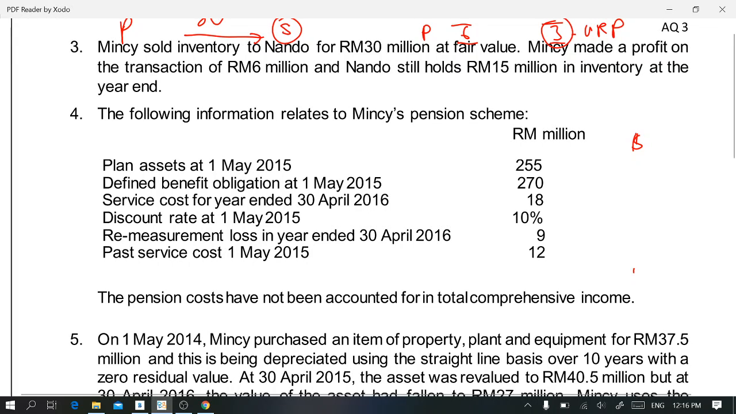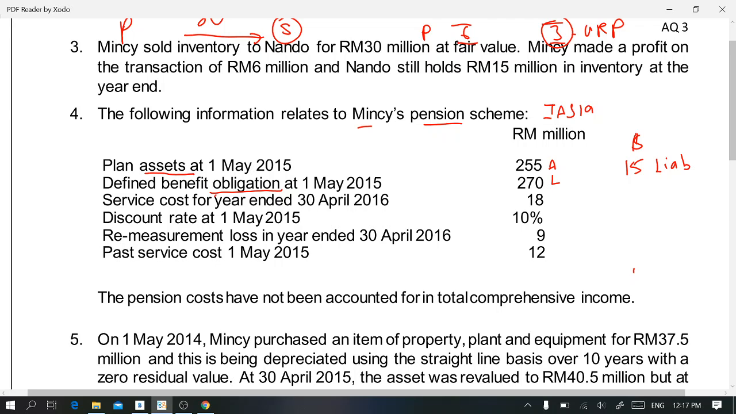Next, the following information relates to Mincy's pension scheme. Okay, so this is IAS 19, MFRS 119. Plan asset, this is the asset at 1st January. Defined benefit obligation, this is the liability. So asset and liability, the liability is more, so I have a net 15 liability at the beginning, brought down.